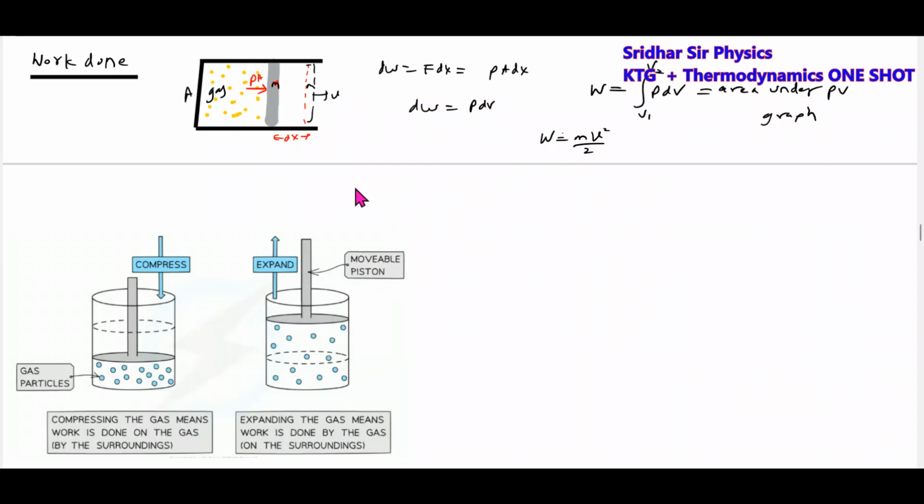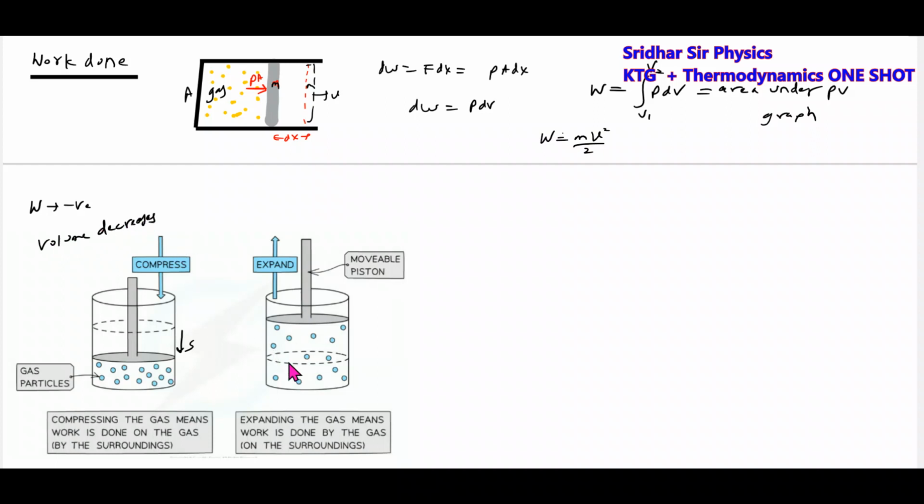Then, what do you mean by work done? Here you can see the compression will occur. The piston was here and it has moved, so the displacement was downward. If work is done on the gas, then work done by gas will be negative, or the volume decreases. Simple.